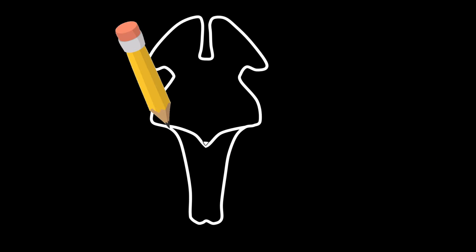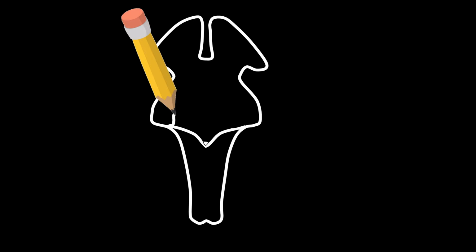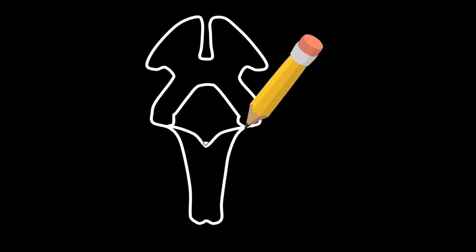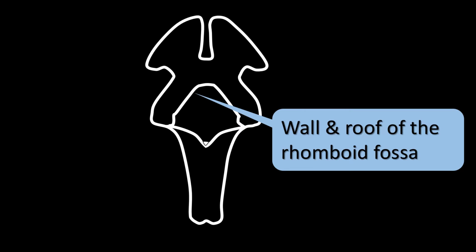Now go to the left edge of the line you have drawn and start a line going up. Then slant it towards the middle and drop it to mimic the one you just created. This represents the wall and the roof of the rhomboid fossa. It is called rhomboid because of its shape.